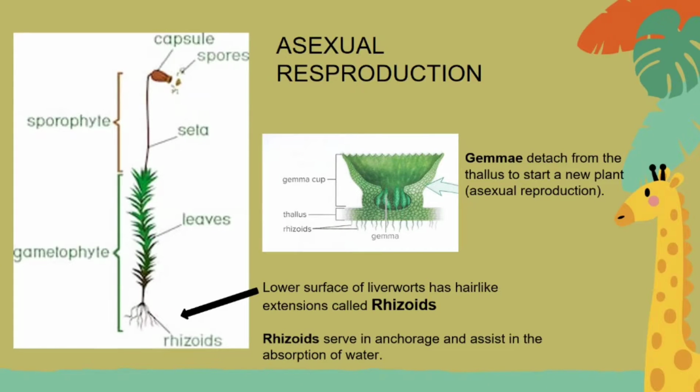So now, let's take a look at the structure of bryophyte plants. If you look closely, the lower surface of liverworts has hair-like extensions called rhizoids. Rhizoids serve in anchorage and assist in the absorption of water. By referring to the picture at the right, you can see that the gemma cup is attached to the thallus. In order to start a new plant, the gemma will detach from the thallus.